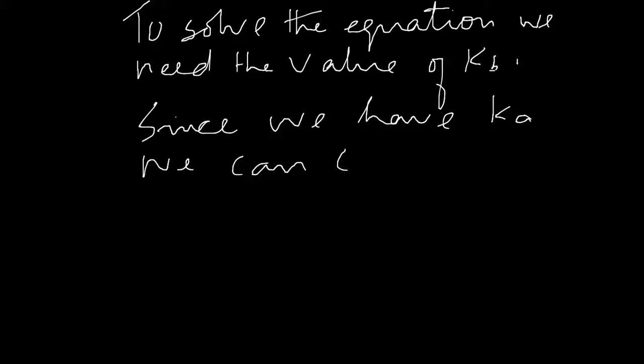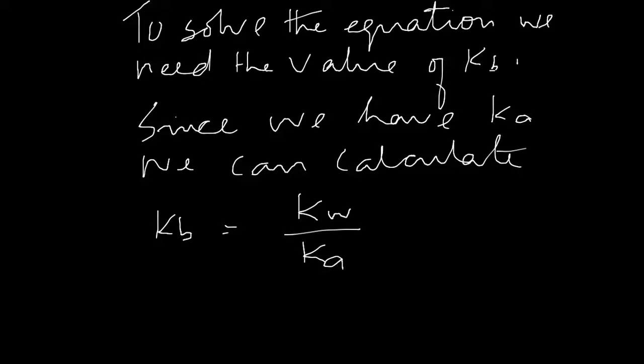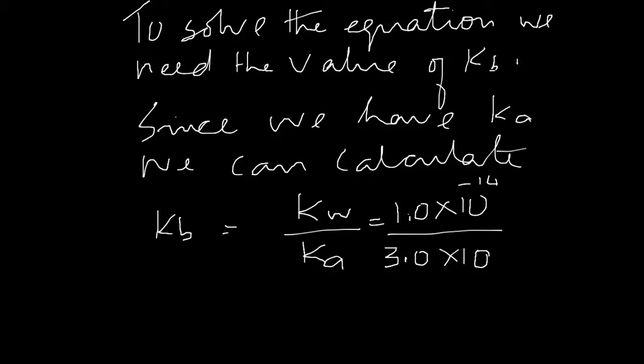We know that the relationship between Kw, Ka and Kb is Kw equals Ka times Kb. We can solve for Kb using these values. Kb is equal to Kw over Ka. Kw is the ion product of water, which is 1 times 10 to the power of negative 14, divided by the Ka, which in this case is 3.0 times 10 to the negative 8. Therefore, Kb is equal to 3.3 times 10 to the power of negative 7.